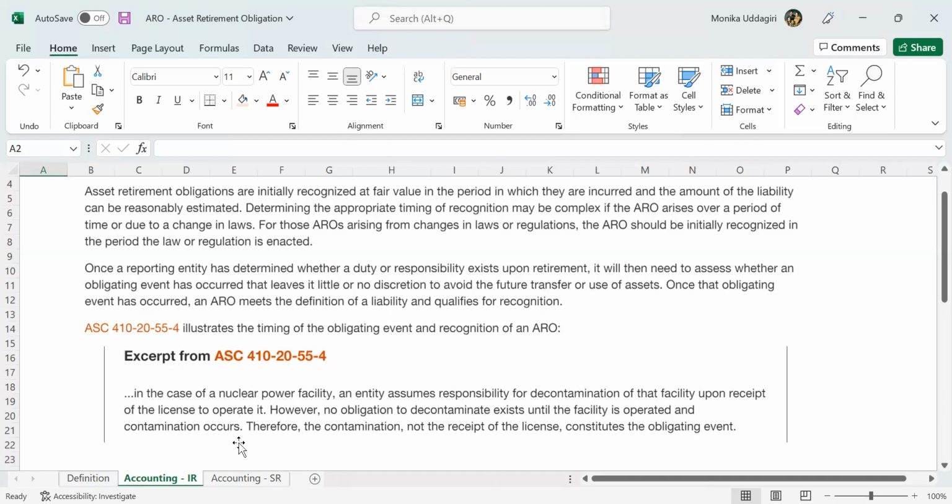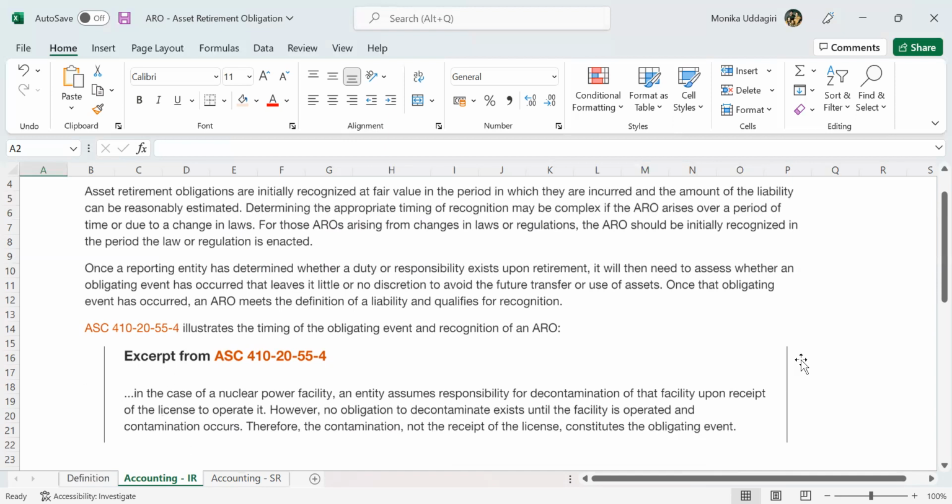That means even if the entity receives a license to operate the nuclear power plant, it need not recognize any ARO until and unless the operations start. Therefore, the contamination, not the receipt of the license, constitutes the obligating event. So in this case, what do we consider the obligating event as? The obligating event is when the operations start, when the contamination occurs.